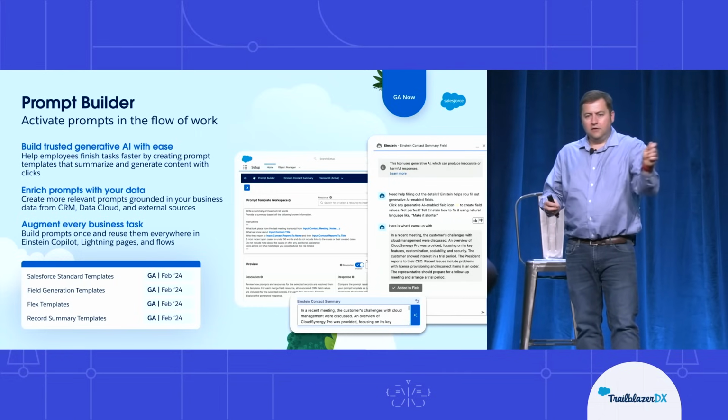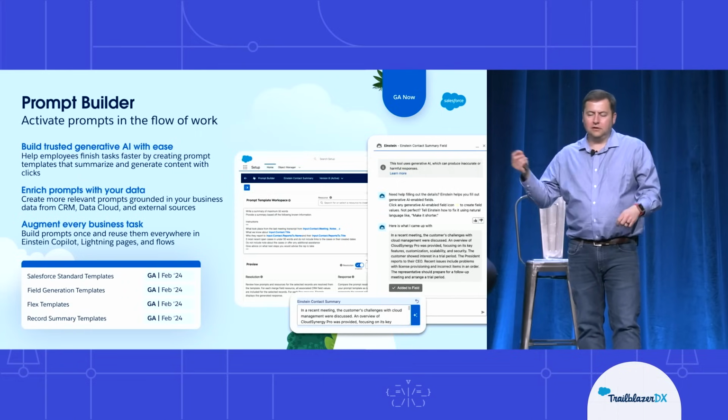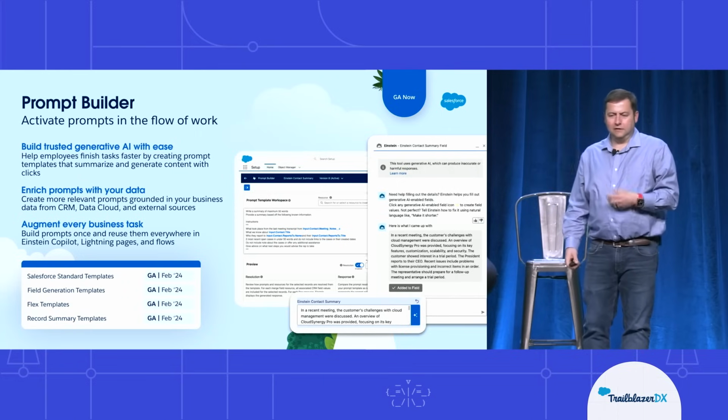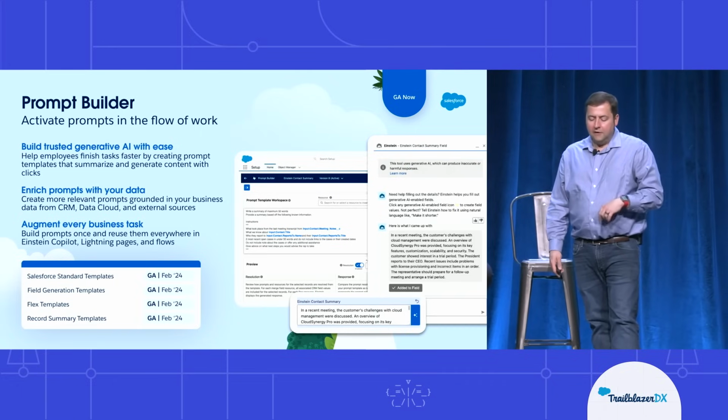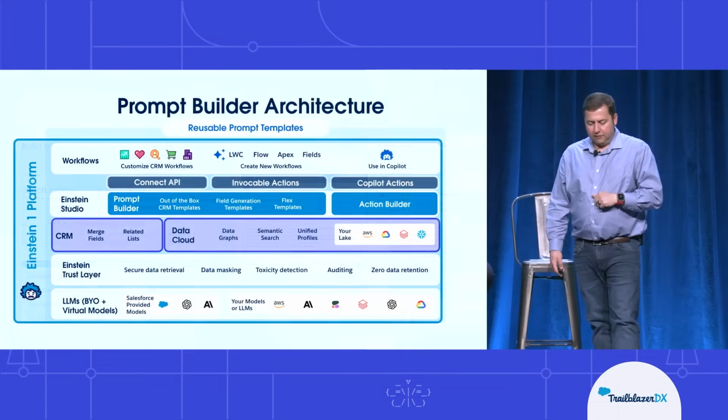You turn it on, you write your prompt, you pick your model, you test it until you're happy with it, you deploy it into the flow that it needs to go. It is as low code or no code as you can possibly get. But if you want to get fancy, you can call Apex and do complicated grounding.